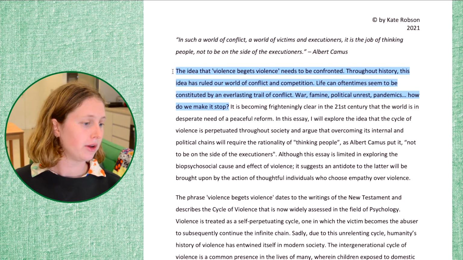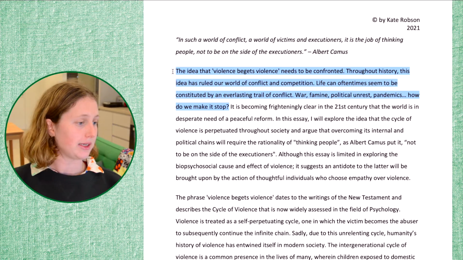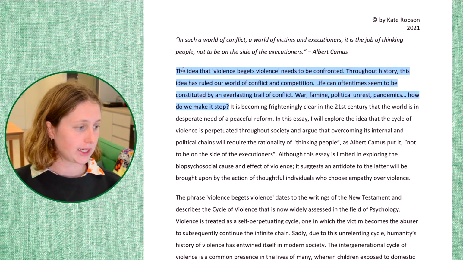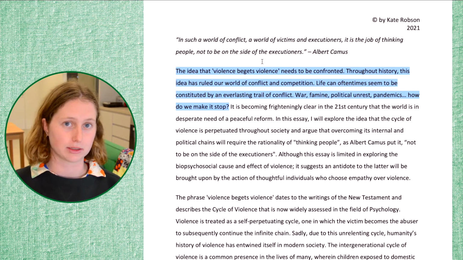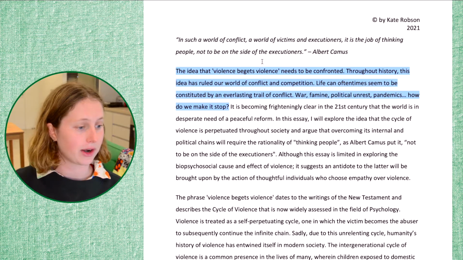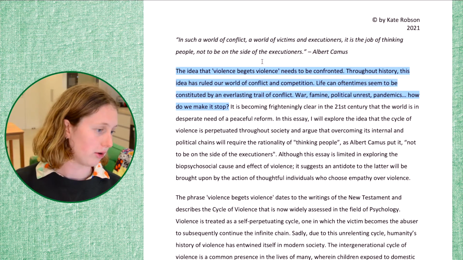Okay, so the first sentence you can see is quite short and punchy. You can tell that I'm already going to be confronting violence, the idea that violence begets violence. It captured the reader's attention in the very beginning, and then it went on to discuss the context of that sentence.